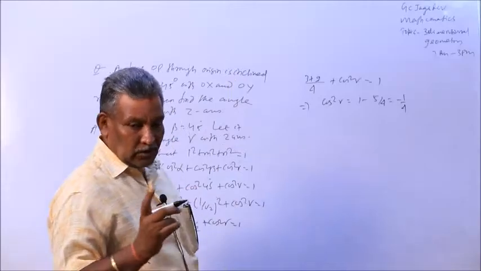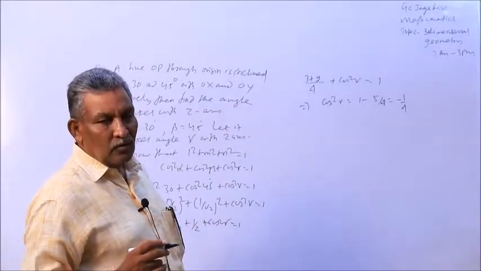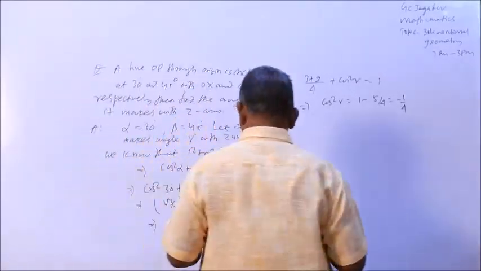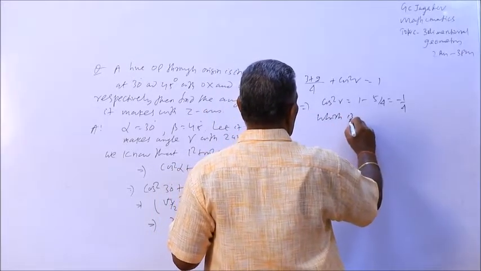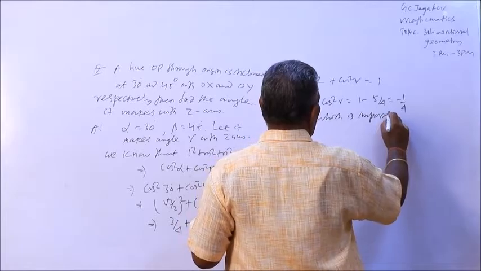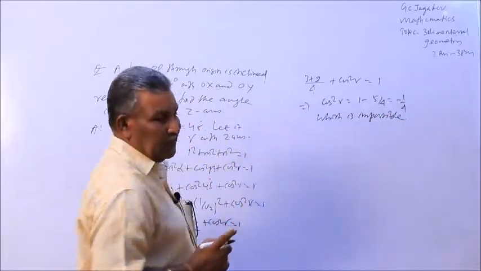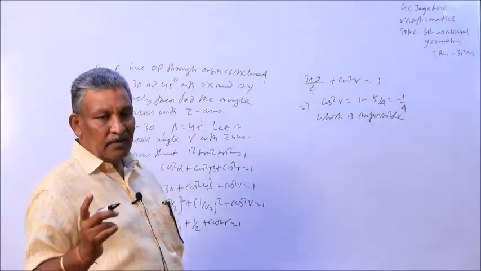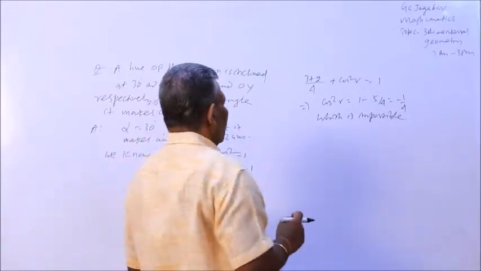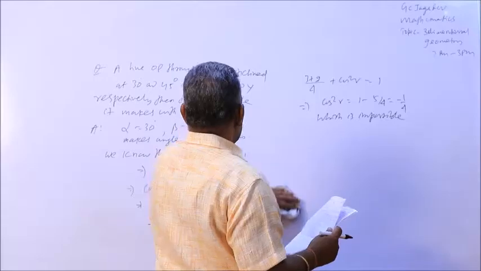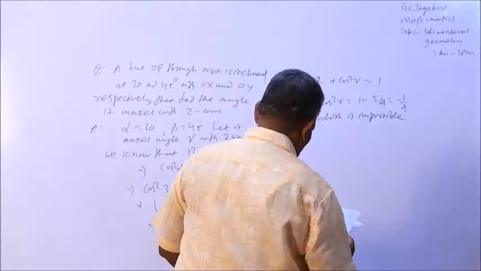Cos square gamma is a positive quantity, so it can never be equal to minus 1 by 4, which is impossible. So there is no such line which makes 30 degree with x axis and 45 degree with y axis and makes an angle with the z axis.